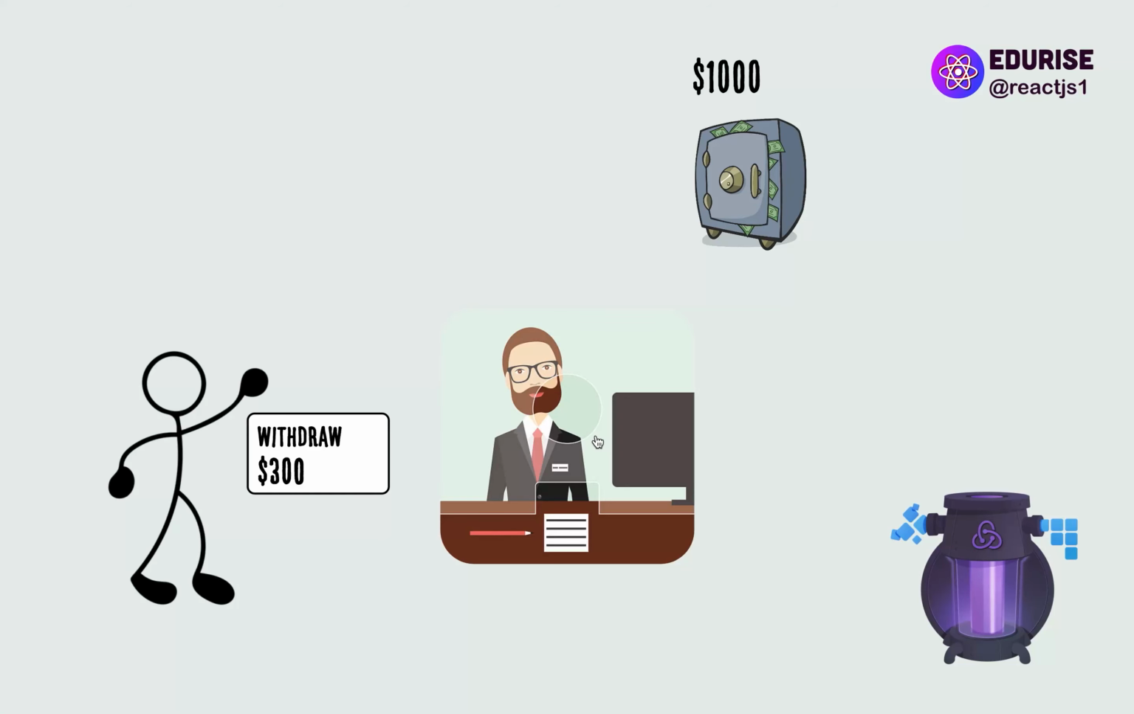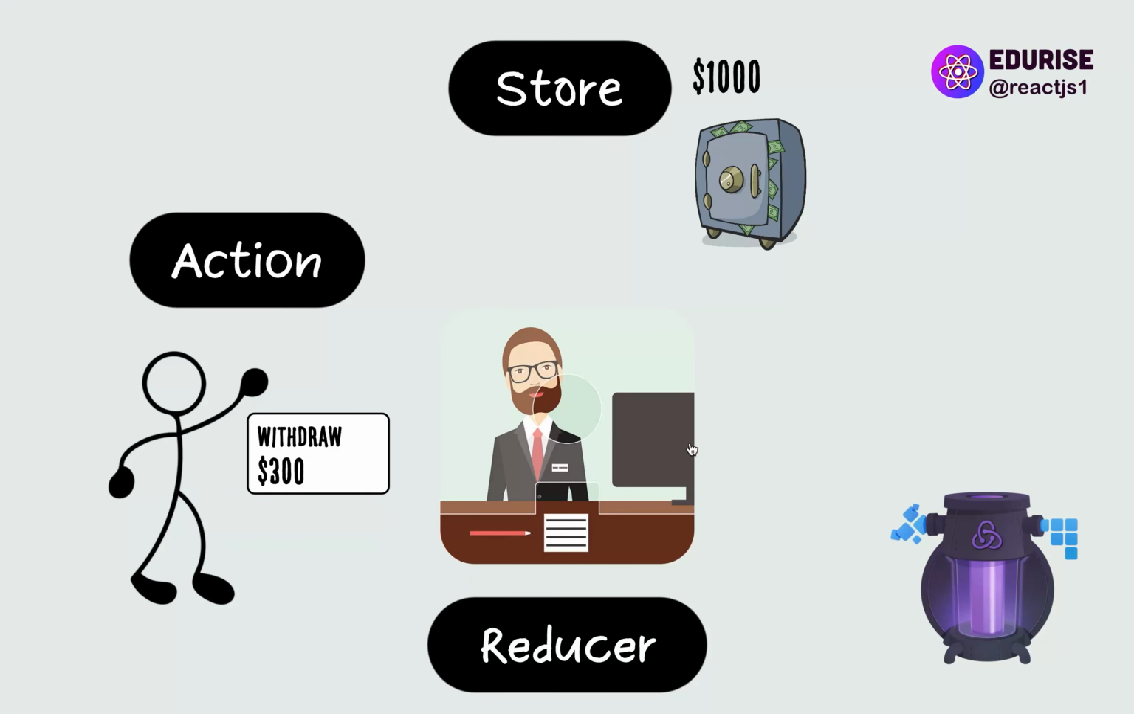We have a store, right? A store means like a money vault, right? Correct. From here we can't go directly to the store. We have some procedure to go and contact a cashier, and the cashier will go to the vault, take the money, and withdraw it to us. The action also will go to the reducer first. So the reducer will contact the store for how much we need, and from there it comes back.